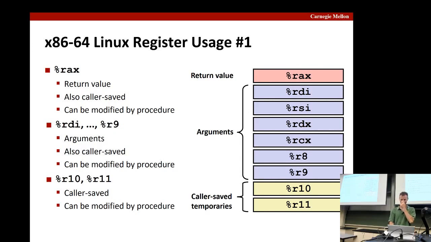Okay, so again, it's just a convention. We talked about this: the return value, the arguments, and then there's a couple of caller-saves temporaries, so register 10 and register 11. If you want those values when you get back from the procedure, the caller has to squirrel them away on the stack and then restore them.